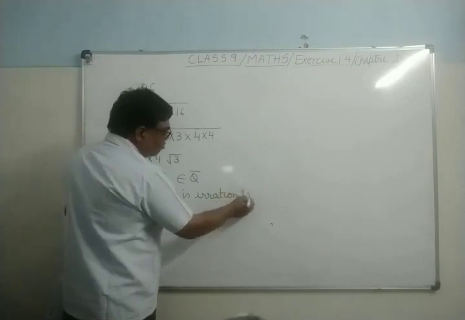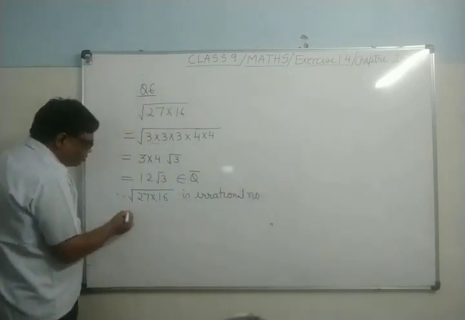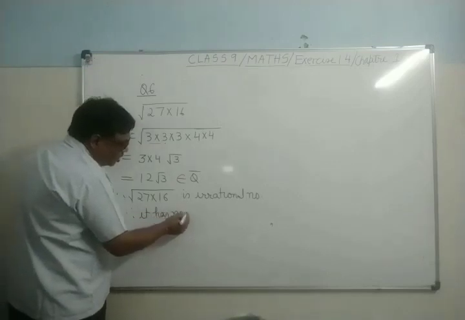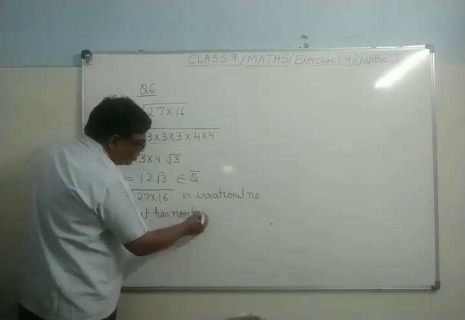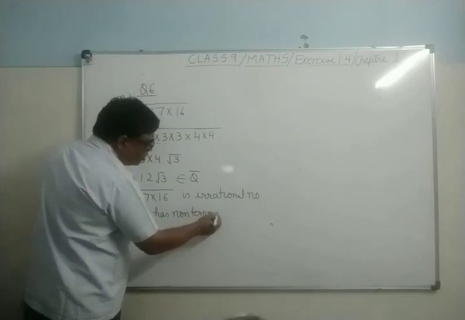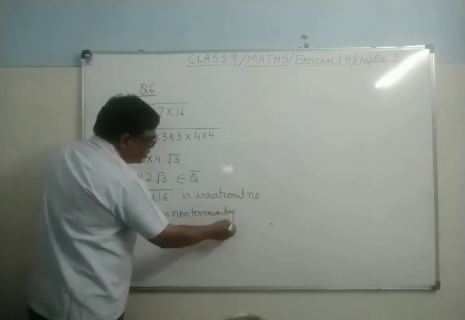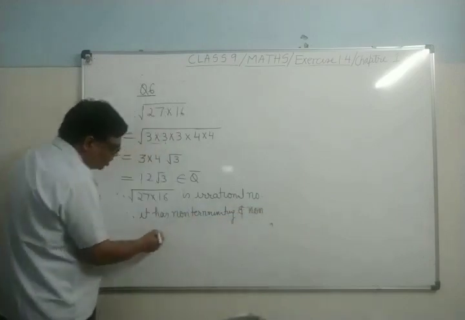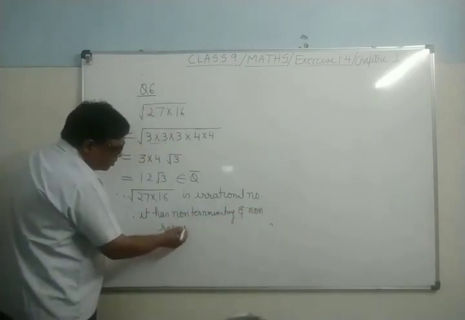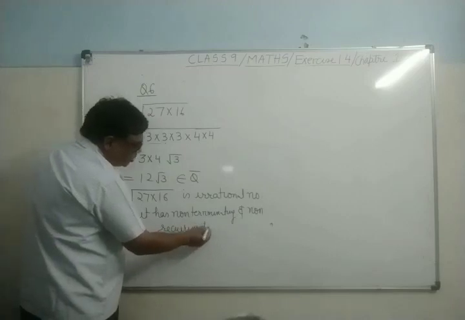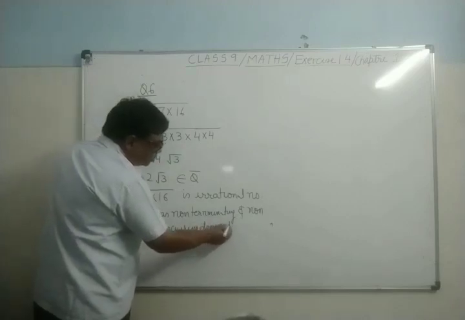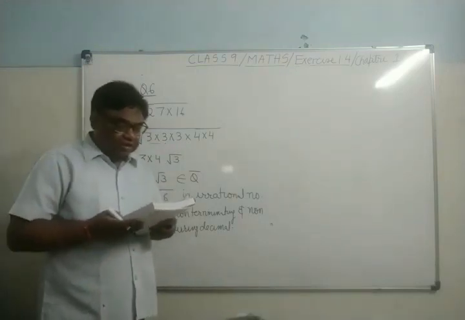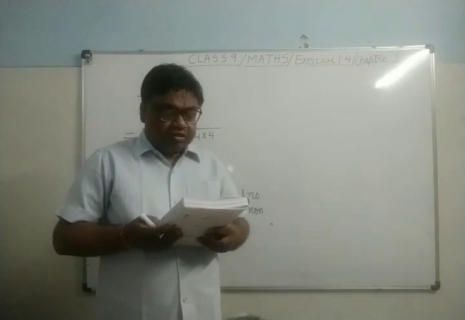Irrational number. Therefore, it has non-terminating and non-recurring decimal. Non-recurring means which is not repeating. It's clear. The same thing is not repeating.